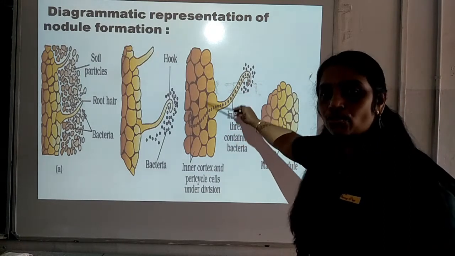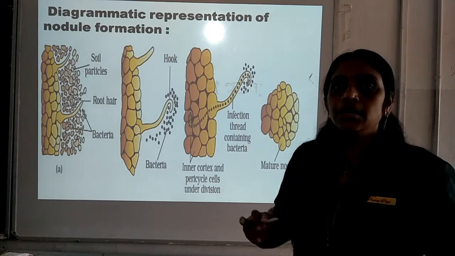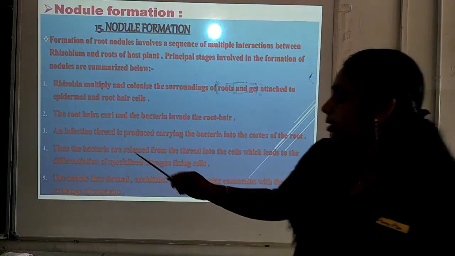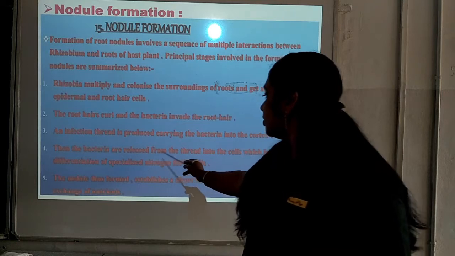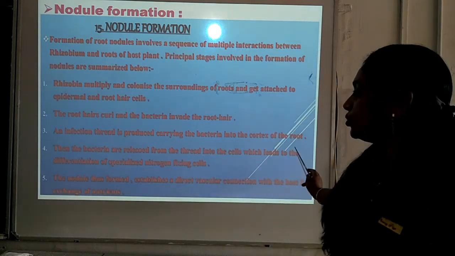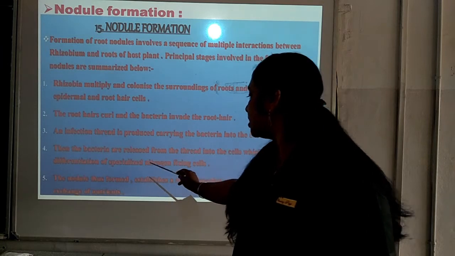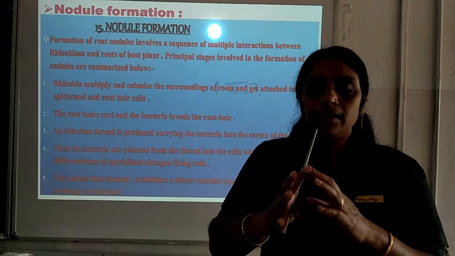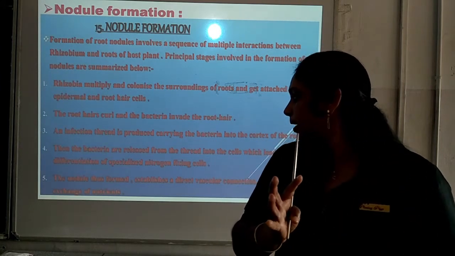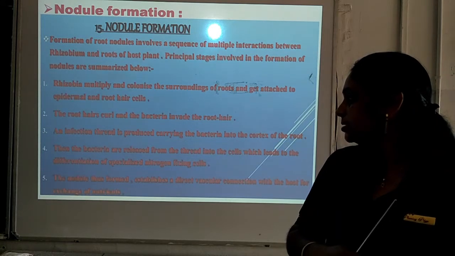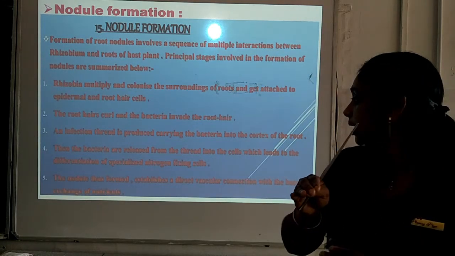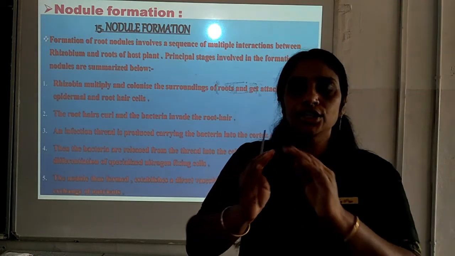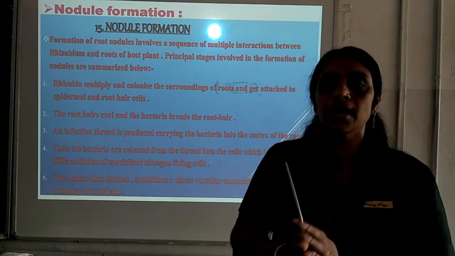This is the cortex of the root hair cell, and into it the bacteria is moving. Next, the bacteria are released from the thread into the cell, which leads to the differentiation of a specialized nitrogen fixing cell. Where the bacteria are getting together, they are differentiated, and a tissue is formed there itself, in the cortex area.